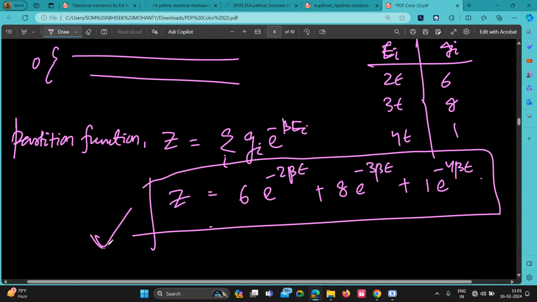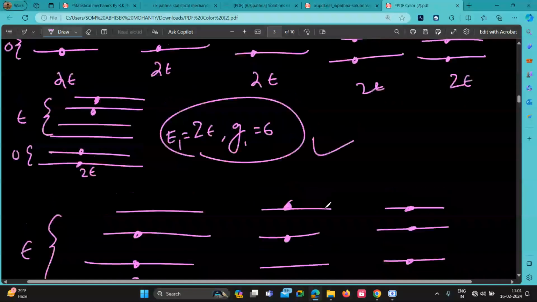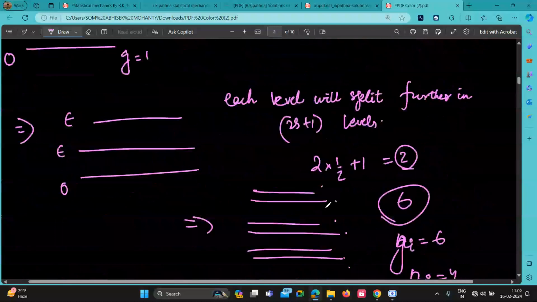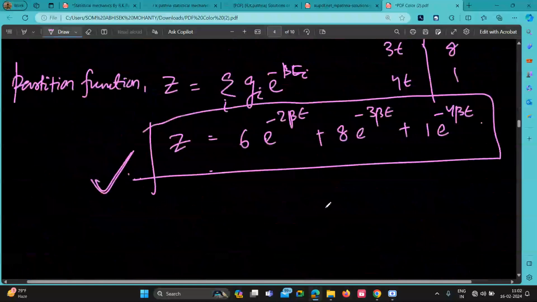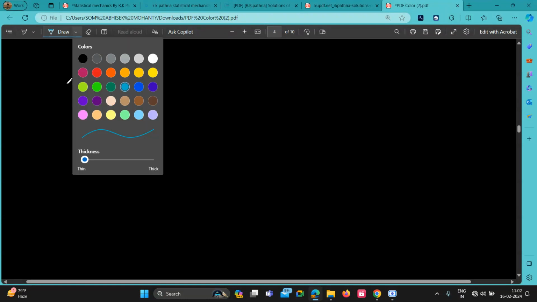Is it alright? So finally we got the partition function. This is a very conceptual question again, and you need to really understand the concept if you want to solve it. One more question. The more questions we do, the better for us.